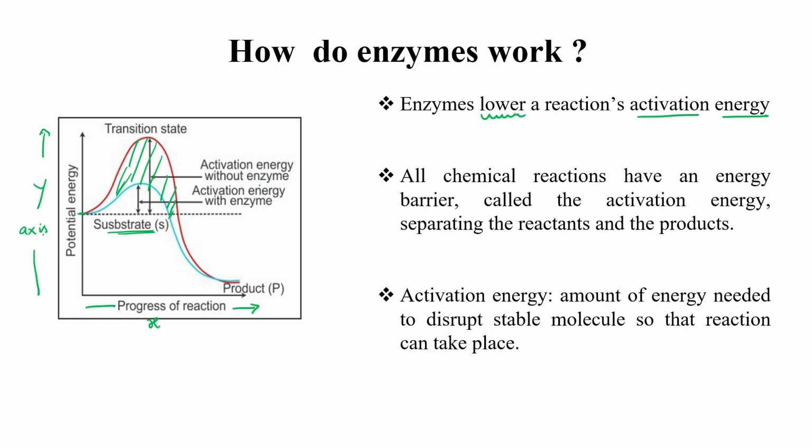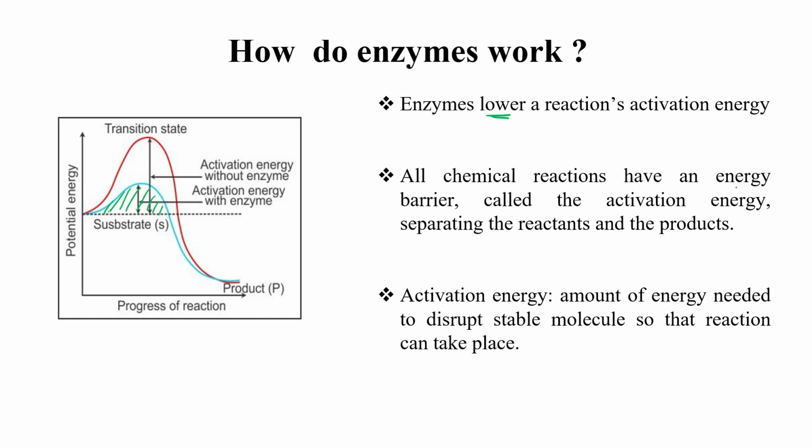But if enzymes are present in a reaction system, then those enzymes actually lower the activation energy. This blue line. Okay, so at this time, the substrate only needs this much energy to come to a transition state and then convert into the product. Okay, so what do enzymes do actually? Enzymes actually lower a reaction's activation energy.